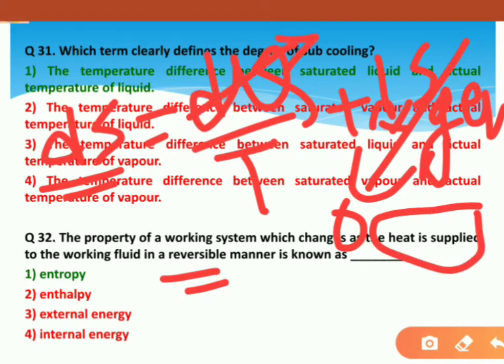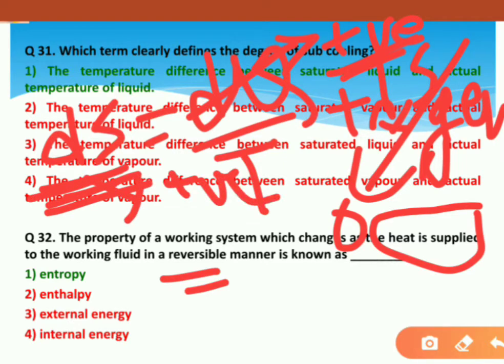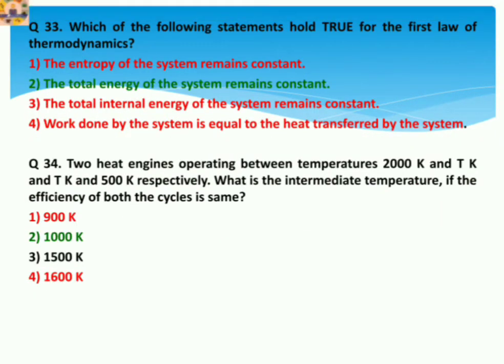So dq becomes positive, so the change in entropy will have a positive value. So option 1 will be the correct answer: change in entropy is possible. Let's proceed to the next question 33.